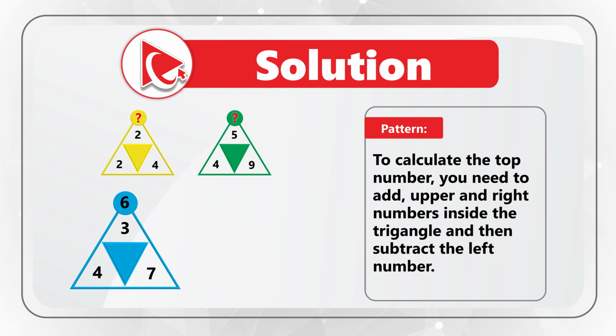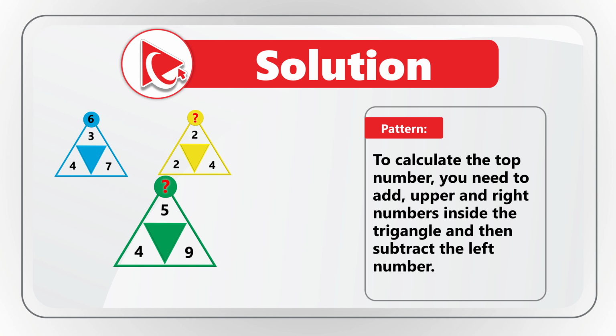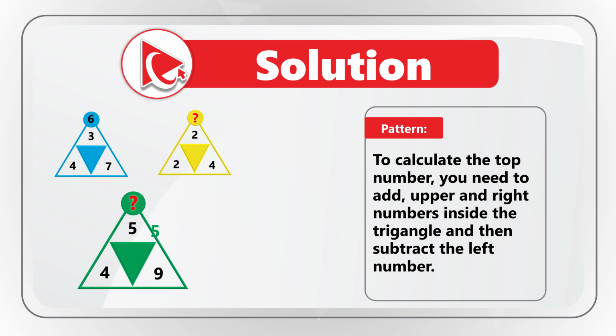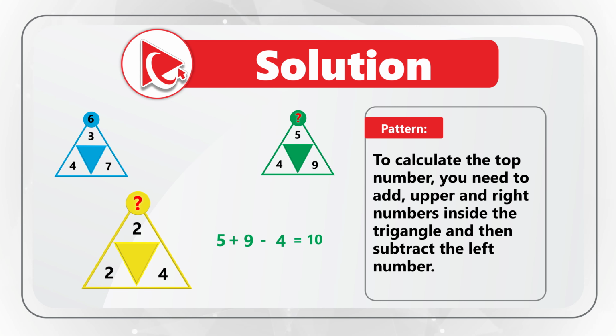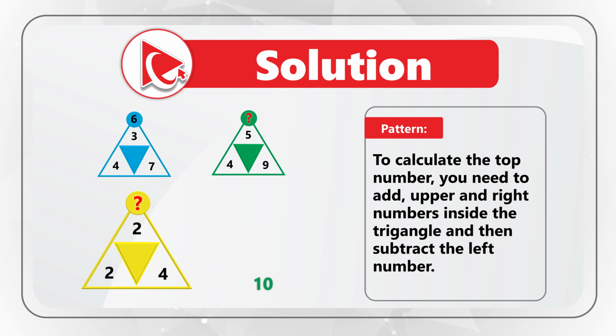For example, for the blue triangle, which has all the numbers, the calculation will be 3 plus 7 minus 4 equals 6. For the green triangle, the calculation will be 5 plus 9 minus 4 equals 10. And for the yellow triangle, the calculation will be 2 plus 4 minus 2 equals 4. So the correct choice here is answer A, 10 and 4.